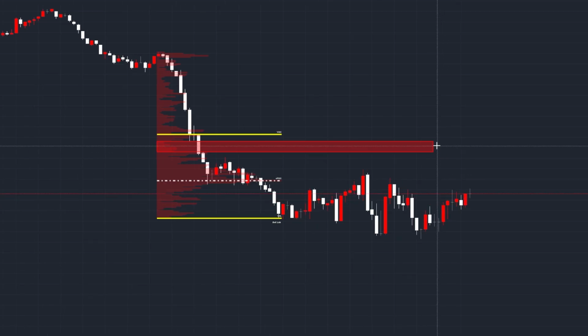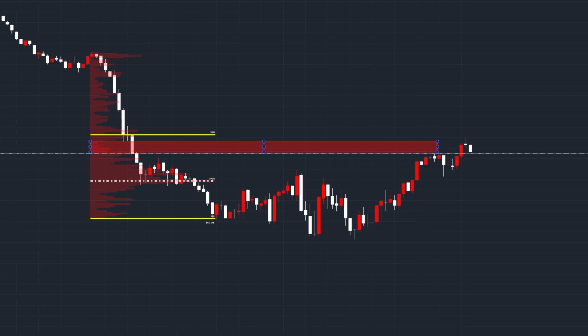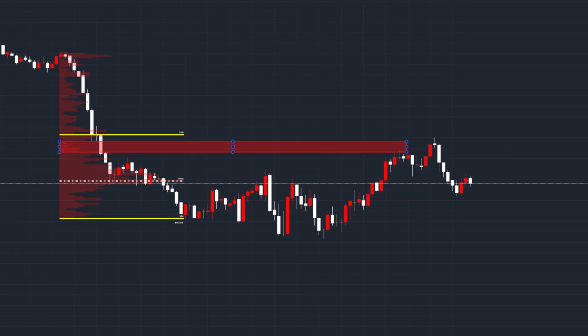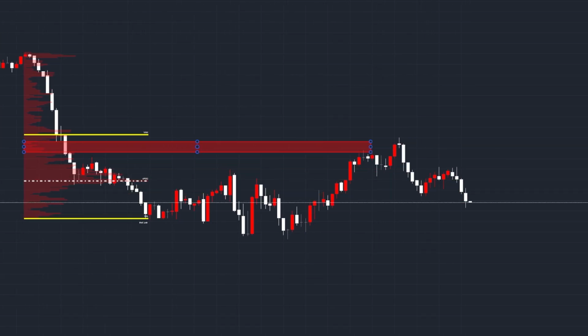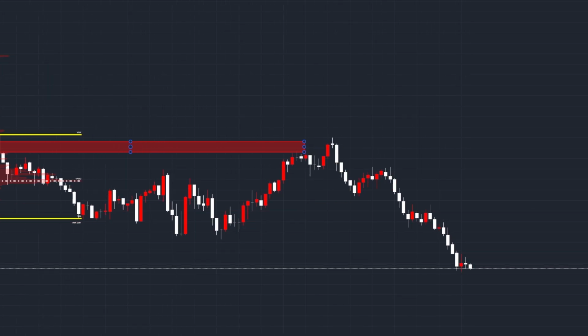What we see later is that the market attempts to auction higher again, but once price trades back into the low volume node, it quickly gets rejected. There is no acceptance in that area. That tells us the market still considers that level inefficient. Momentum then shifts, and the auction continues lower.